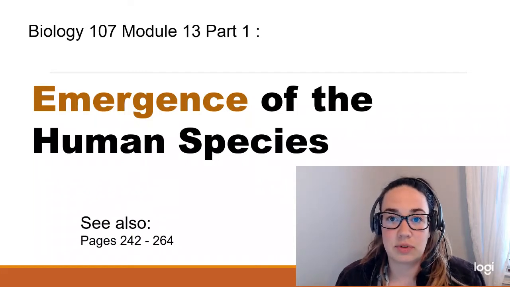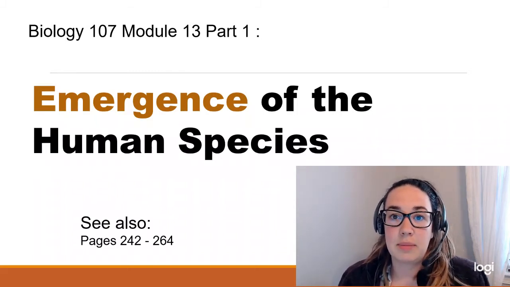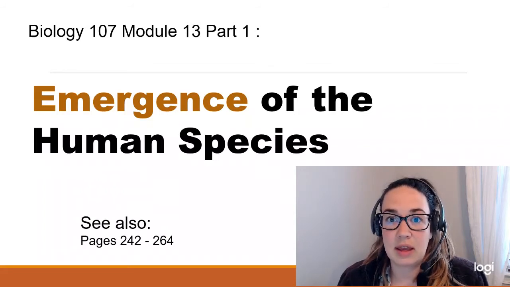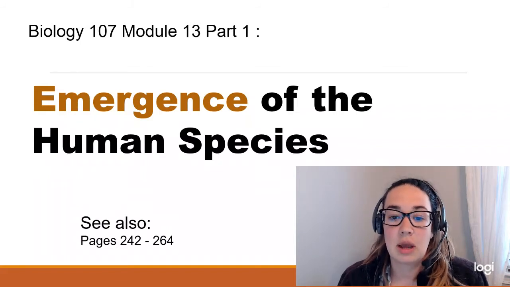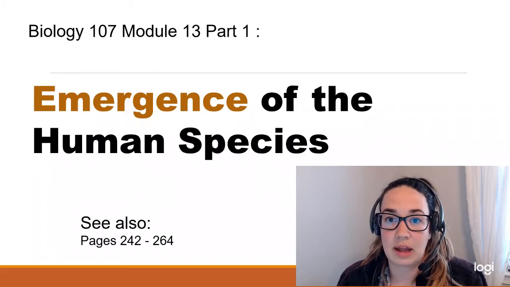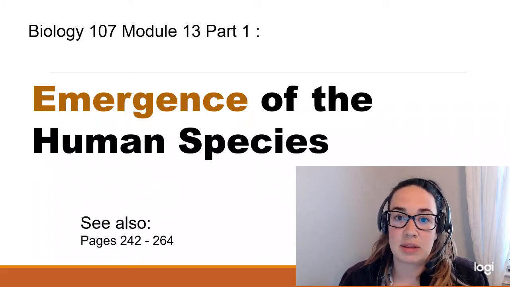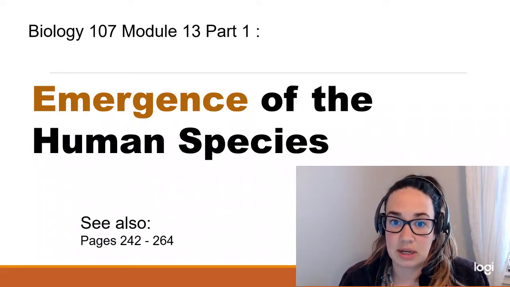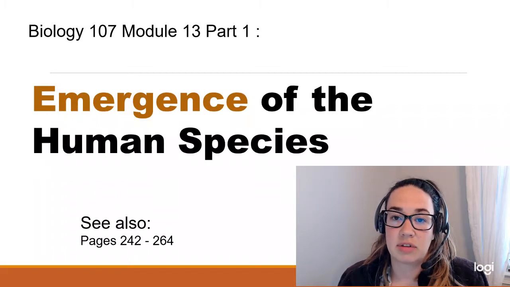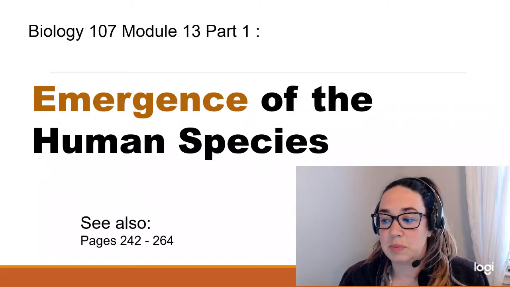The readings for this topic can be found on pages 242 through 264. That particular reading is a little bit lengthy, and there are no images or pictures in this chapter. There are a few diagrams of timelines, but be prepared for a more lengthy read. It does document the emergence of the human species all the way through early humans to the modern day human, and it's going to cover that in more of a text version of that history. So just be prepared for that.